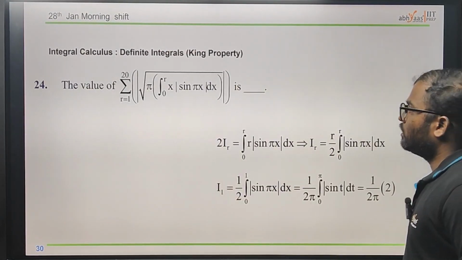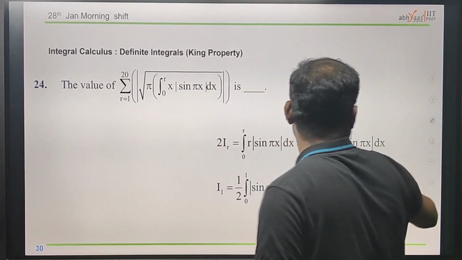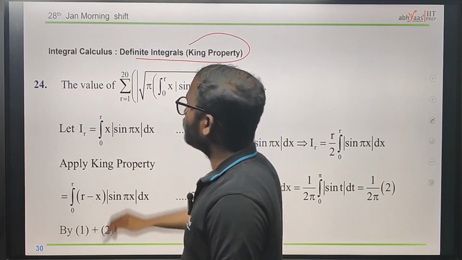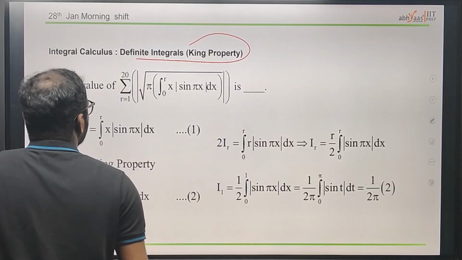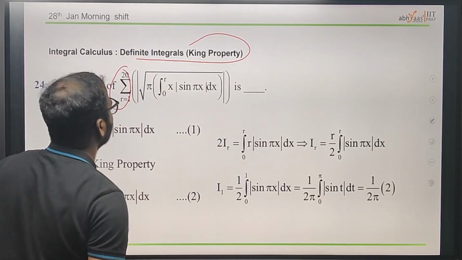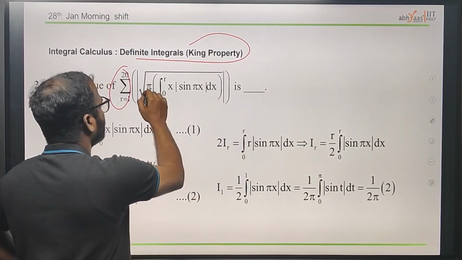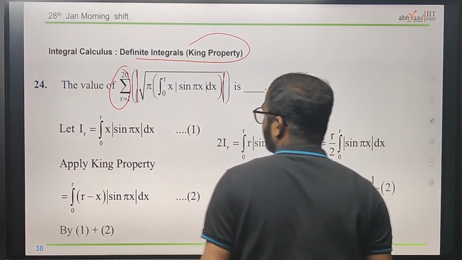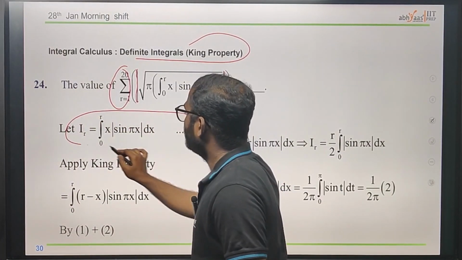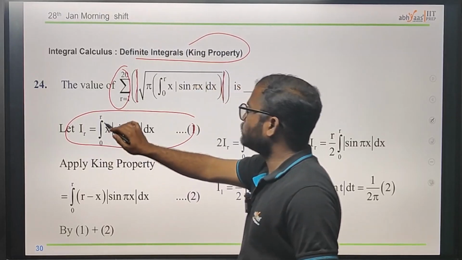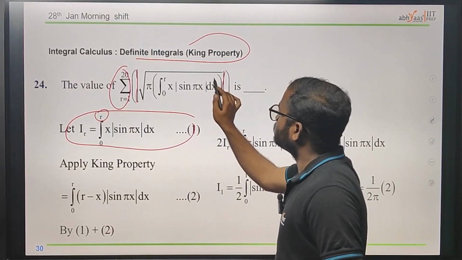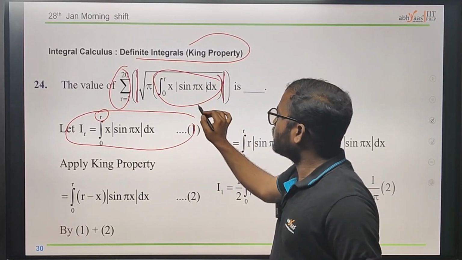Now on the basis of definite integrals. Here we use King's property. We have the summation from 1 to 20 with a square root and also a modulus. Using King's property, we take the integral from 0 to r, and x into this one, taking the integral.